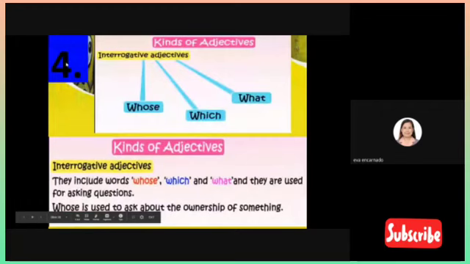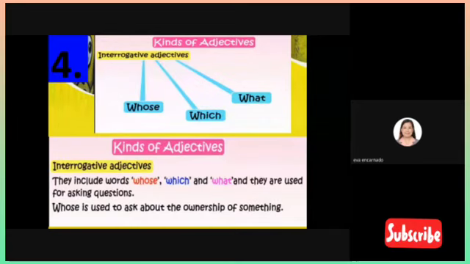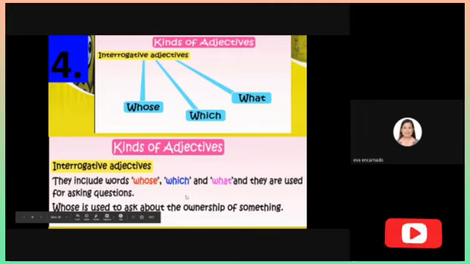Number 4 na tayo, class. Kinds of adjectives na interrogative adjectives. When we say interrogative adjectives, interrogate, asking question, di ba? Ito lang tandaan nyo, itong three words na to: whose, which, what. Okay, let's define it first. Interrogative adjectives include the words whose, which, and what, and they are used for asking questions. Whose is used to ask about the ownership of something. Whose bag is this? Di ba?